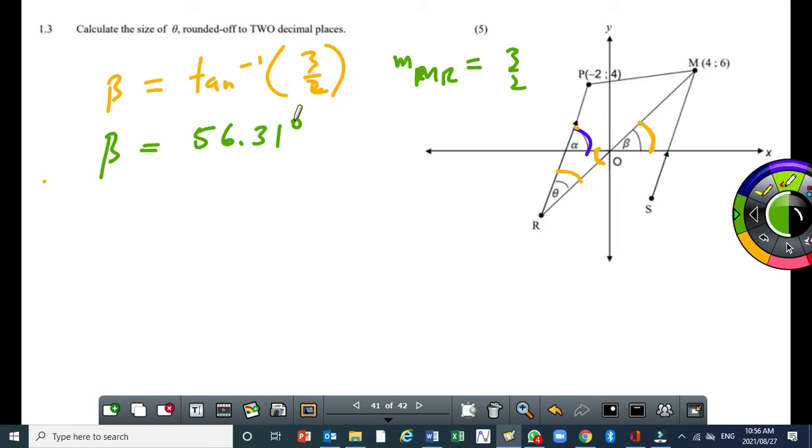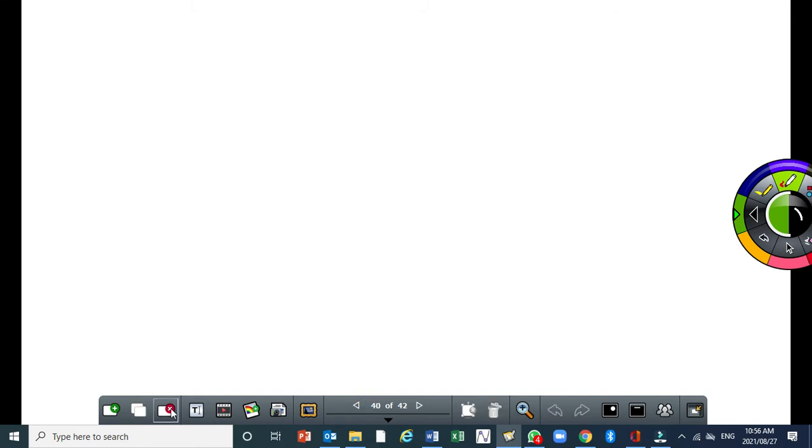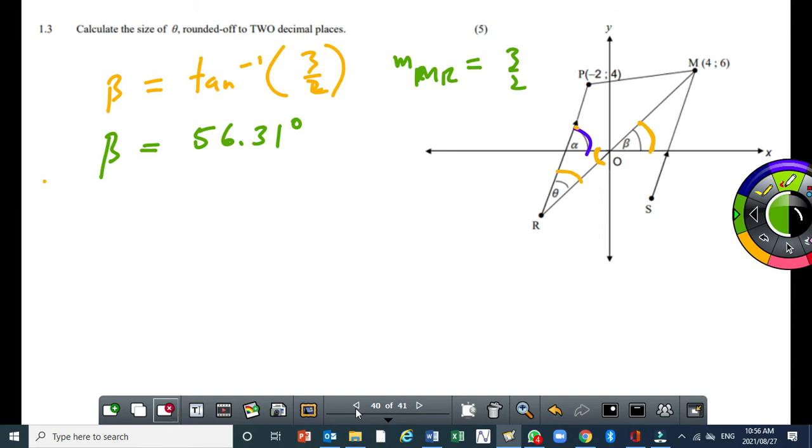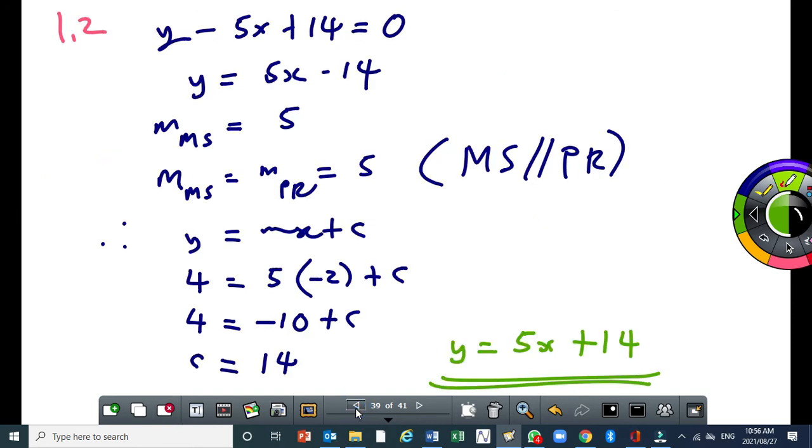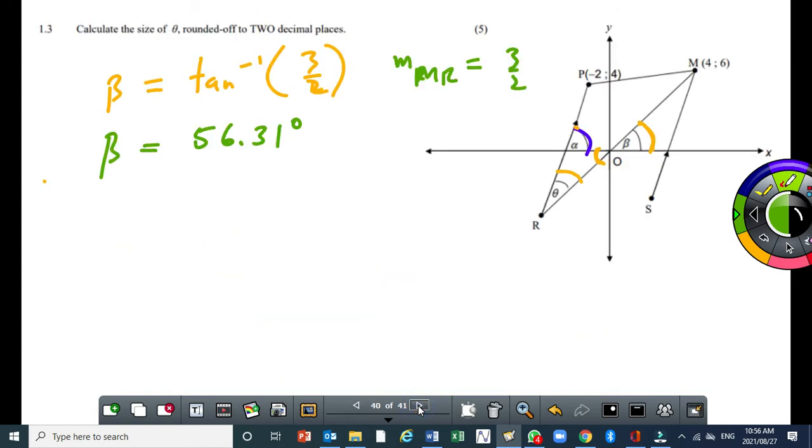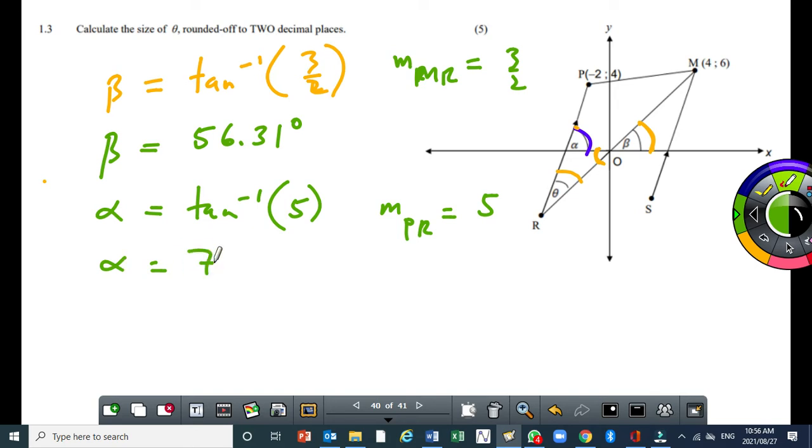Now, to find alpha, we have to use the gradient of PR. The gradient of PR, we got it. It's 5. So we're going to use this gradient of PR to calculate the angle of inclination alpha. So alpha is going to be shift tan of 5. Why? Because the gradient of PR is equal to 5. What is shift tan of 5? 78,69 degrees.